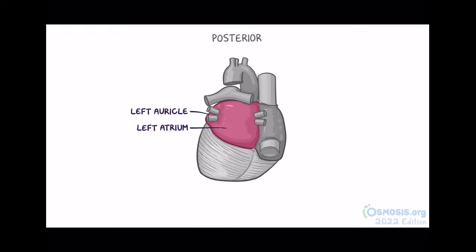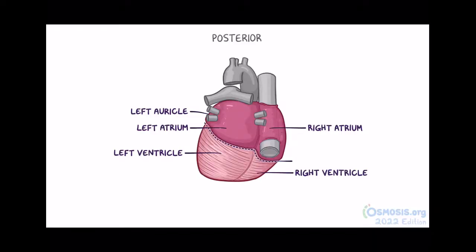Now, on a posterior view, we can see the left atrium and the left auricle, most of the left ventricle, as well as the right atrium and right ventricle. As before, the atria and ventricles are separated by the coronary sulcus, but now the right and left ventricle are separated by the posterior intraventricular sulcus.